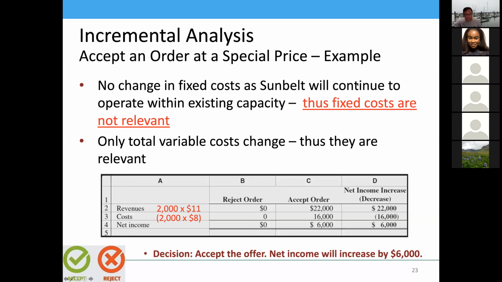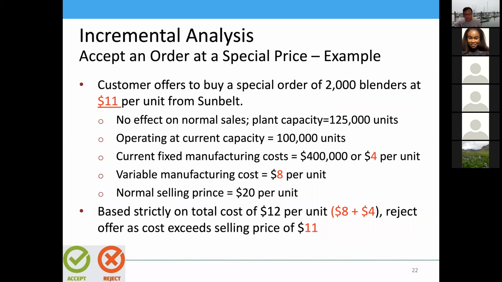Because normally students go this way. This is wrong. Why is it wrong? Because they included that $4 per unit of the fixed cost. So don't do it this way, because this $4 is irrelevant. You only compare $8 versus $11. So according to the comparison of the $8 to the $11, we do take the order. Yeah, that's the answer. Okay, good. Thank you.